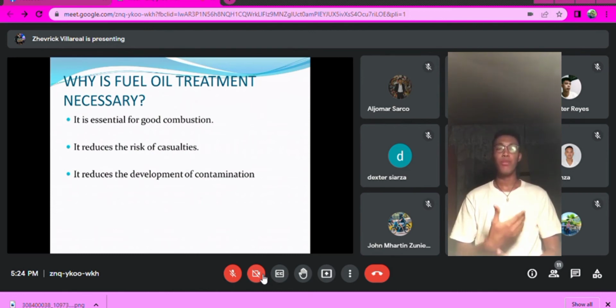For example, removing contaminating impurities from lubricating oil reduces possible breakdown of the engine. It also reduces the development of contamination, for example an oil spill contaminating seawater, which makes the water unusable for people and for other species to survive.